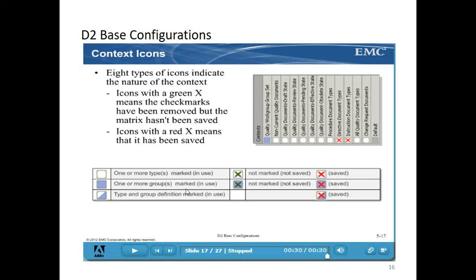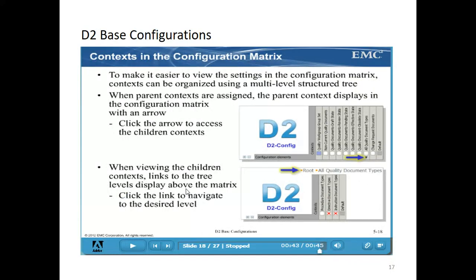So you have no need to open the context and see what is defined in this context. Based on the color itself, you can come to know: okay, this context is related to type. This context is related to group. This context is a combination of group and type. This is saved. This is not saved, like that. So it is as simple as that.